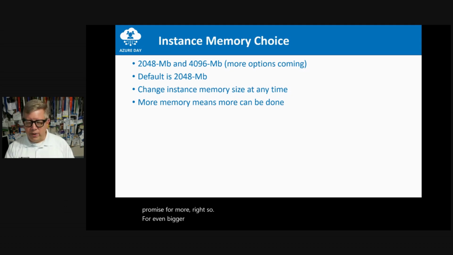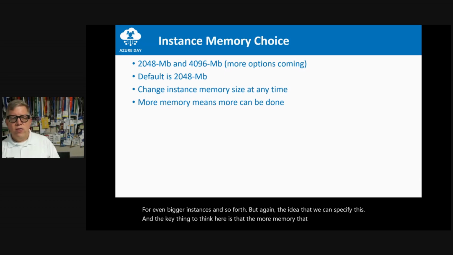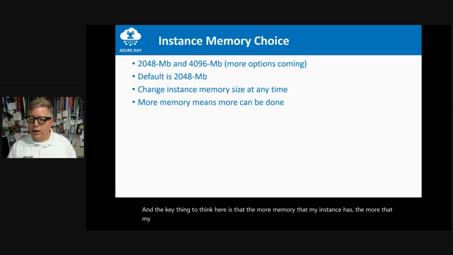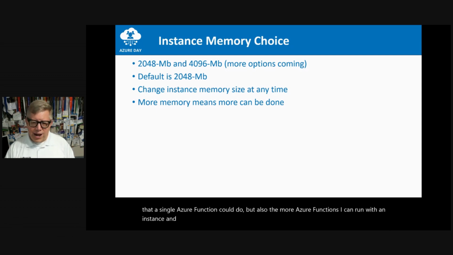And so forth. But again, the idea is that we can specify this, and the key thing to think about here is that the more memory my instance has, the more my instance can do, right? There are a couple of things you can think about there. The more a single Azure function can do, but also the more Azure functions I can run within an instance. And while pricing doesn't exactly work that way, it does work in the sense of what I'm paying for, because I do pay for the amount of memory I'm using.